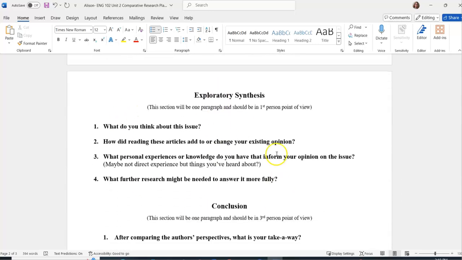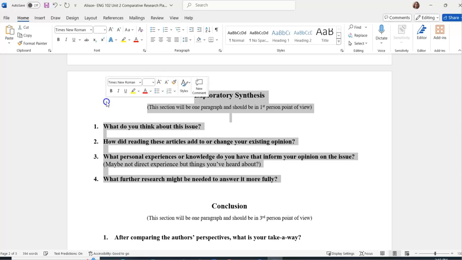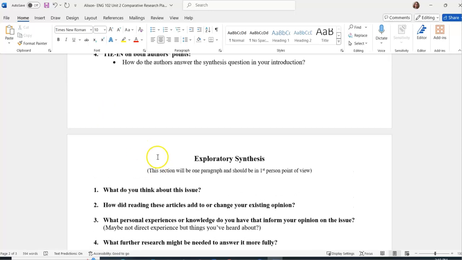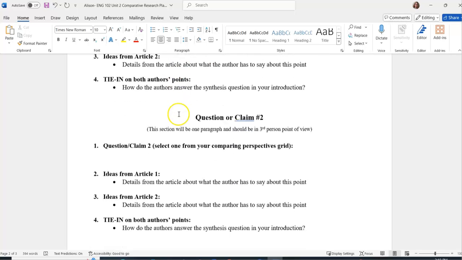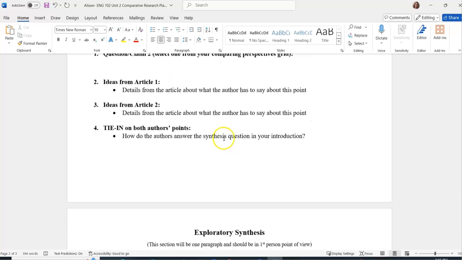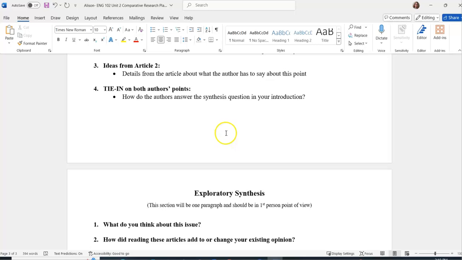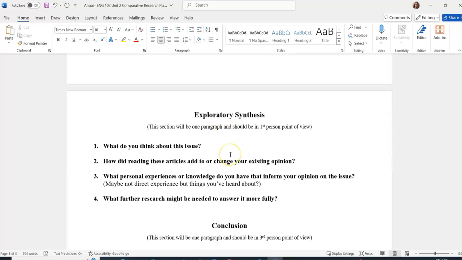And then you're going to have a paragraph in the first person point of view where you are bringing it all together. So now it's time to talk about you. In both of these paragraphs, you've told me what these other authors think and tied in what the others think. Now it's time to put yourself into this topic. You're going to also become a thinker of this topic.